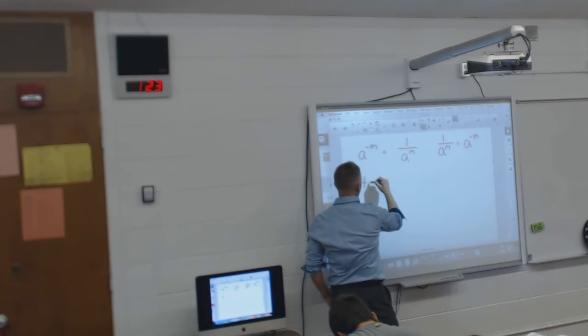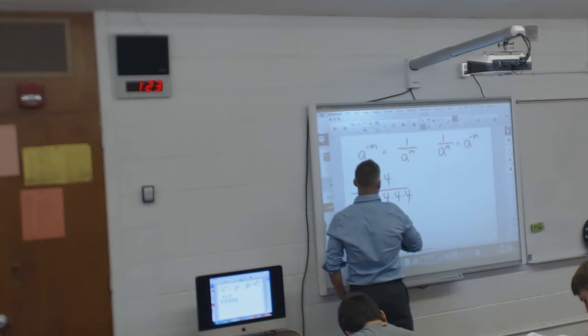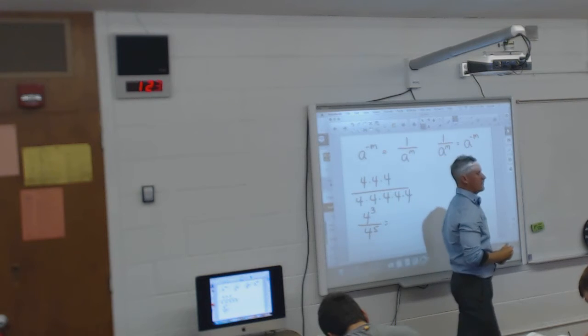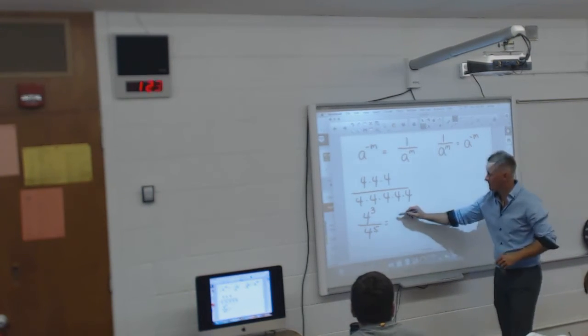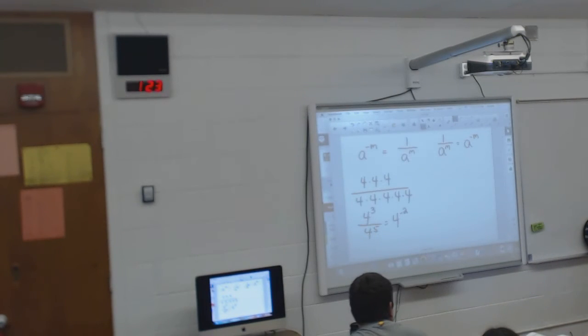Here's what happens. 4 times 4 times 4 over... So in other words, I want 4 to the third over 4 to the fifth. What is 4 to the third over 4 to the fifth? I get 4 to the negative 2, because I subtract my exponents. Do we all agree with that? What do I do with the exponents when I'm dividing? I subtract them. And what is 3 subtract 5? Negative 2. We're all okay with this?